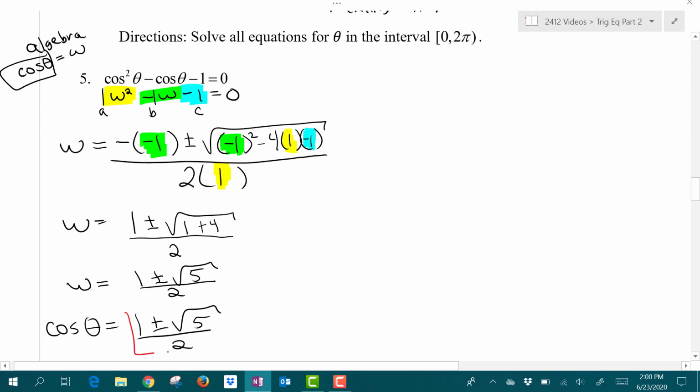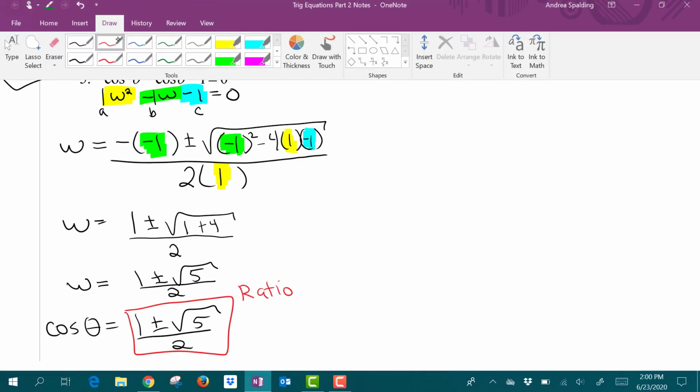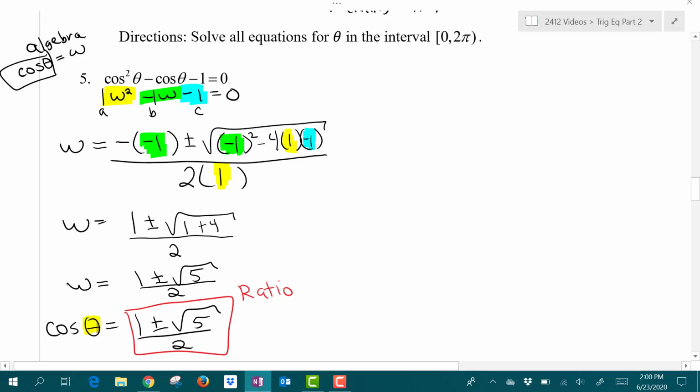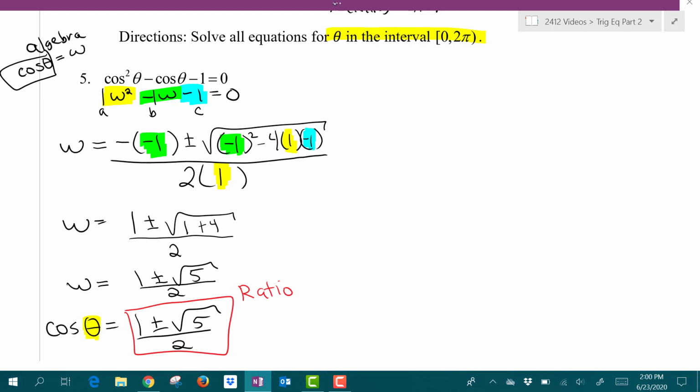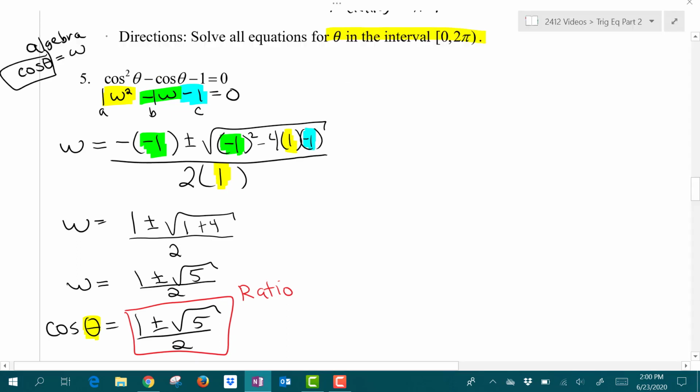Remember, really important, this is not the answer, this is the ratio that we would use to help us solve for theta. We're solving for theta, we're solving for that angle in between 0 and 2 pi, so just the standard one time around the unit circle. All of our solutions have to be positive and in radians.